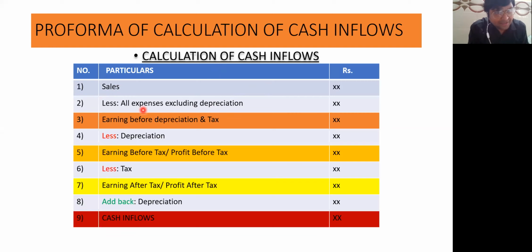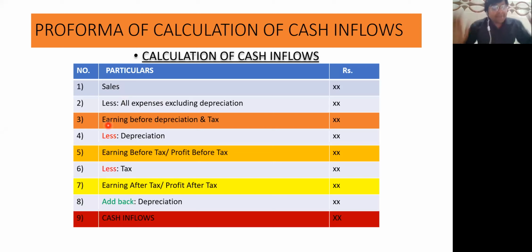excluding depreciation. Depreciation is also an expense, but remember this word: depreciation is a non-cash expense. While calculating cash inflow, depreciation is to be treated and shown separately. Everyone knows that depreciation is an expense, but for the purpose of analysis it is considered separately. So sales less all expenses, but excluding depreciation.